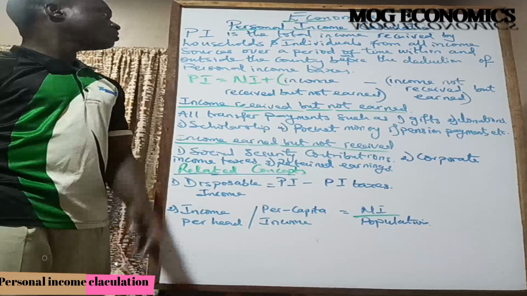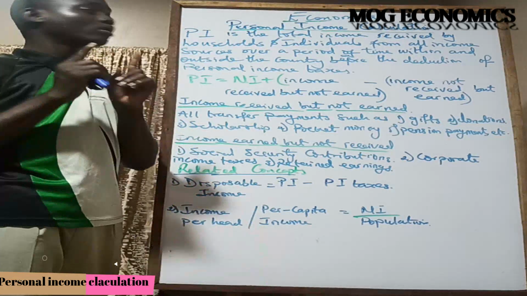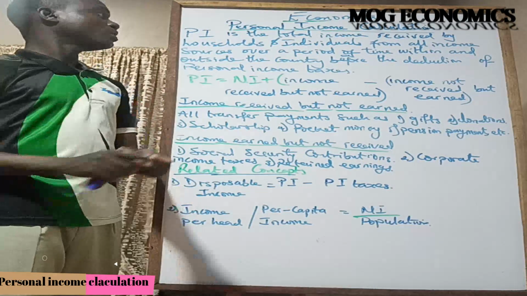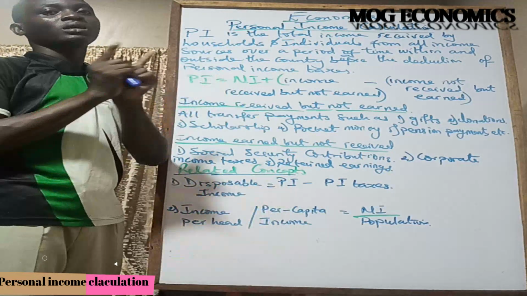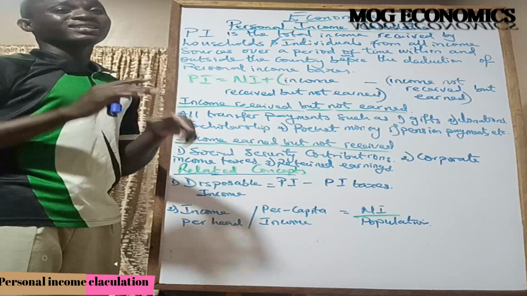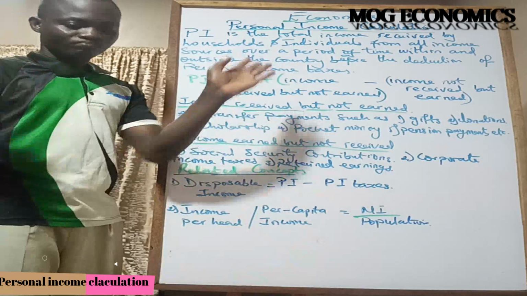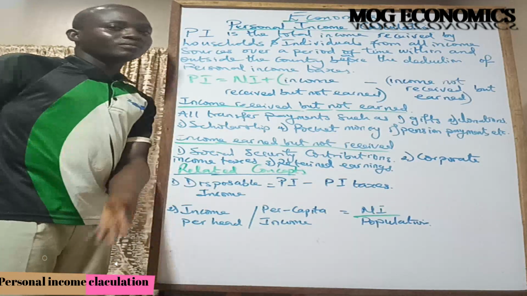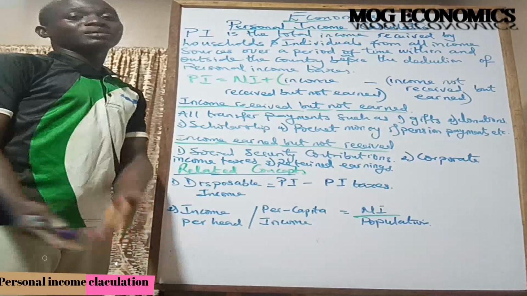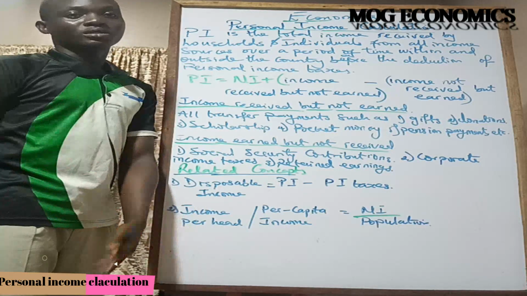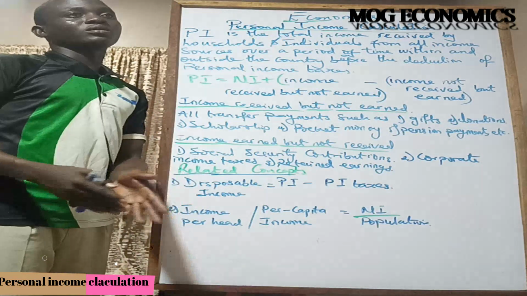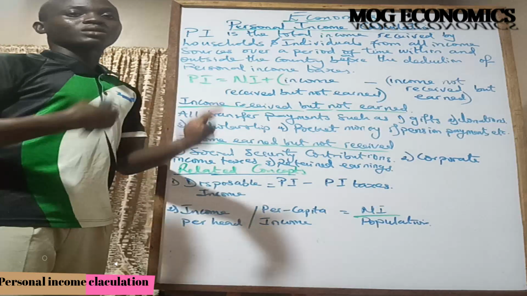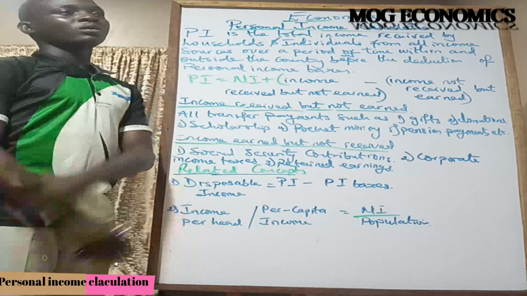This is the total income received by households and individuals from all income sources over a period of time, within and outside the country, before the deduction of personal income taxes, as long as it's an income to households. By the time you're calculating PI, you are not deducting personal income taxes. When you want to calculate disposable income, you now remove personal income taxes.